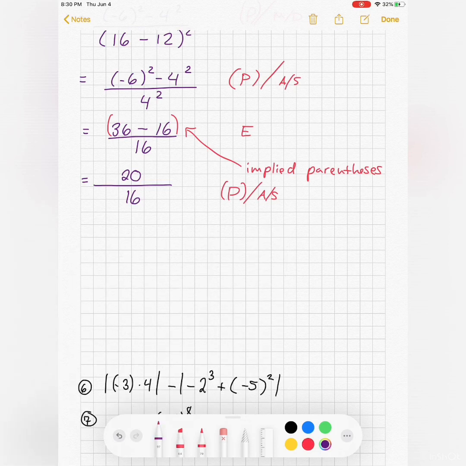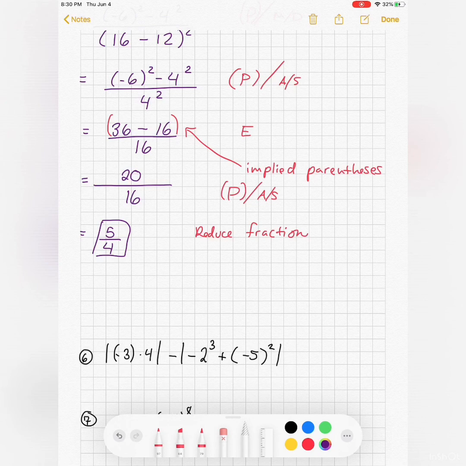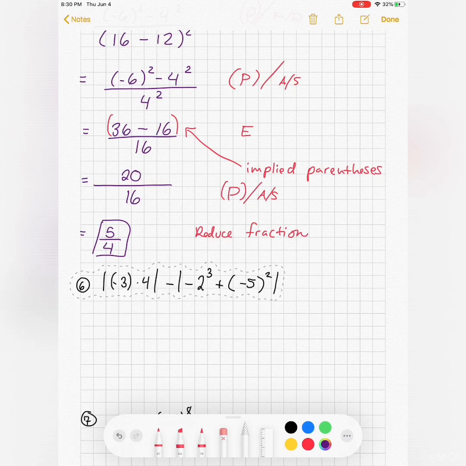Do you remember how to do that from somewhere? I ask, what are both top and bottom divisible by? 20 is divisible by 4, and so is 16. So that fraction reduces to 5 over 4. So what did I do there? I reduced the fraction. Here's number 6.